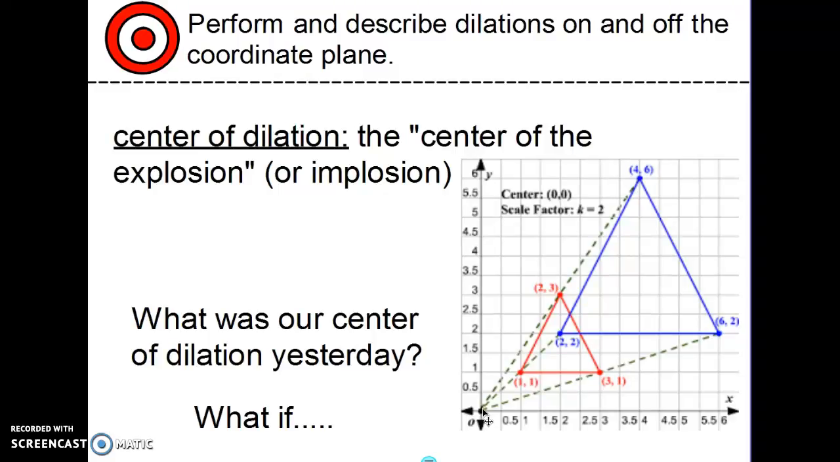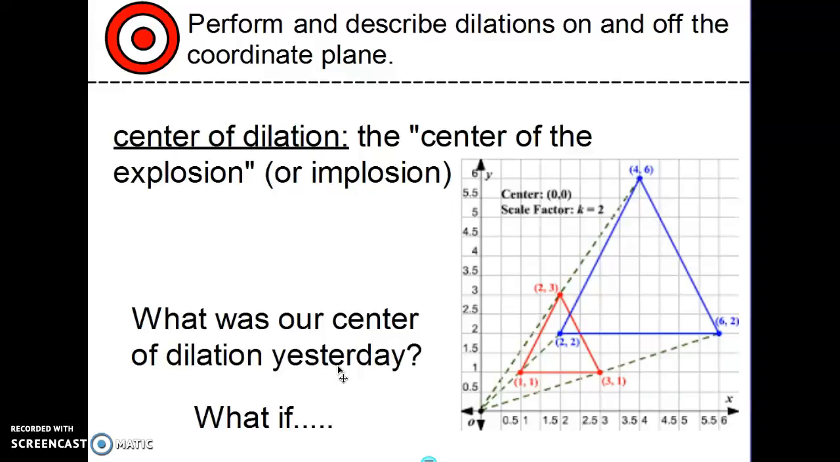So think about what we were doing yesterday. What would you guess was our center of dilation? Because we never mentioned it. Very good. So our center of dilation was always 0, 0 yesterday. We were just assuming that we were always expanding out from the center of the graph. And to be fair, that's what most dilations are. Most dilations we expand out from 0, 0. It's easy, we multiply our coordinates, there's nothing else going on there.